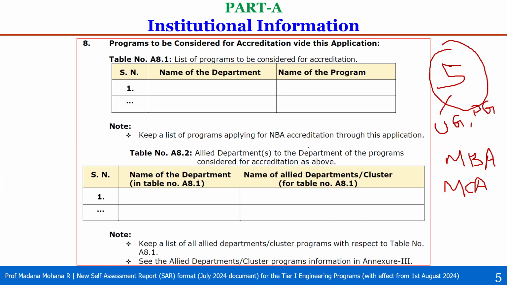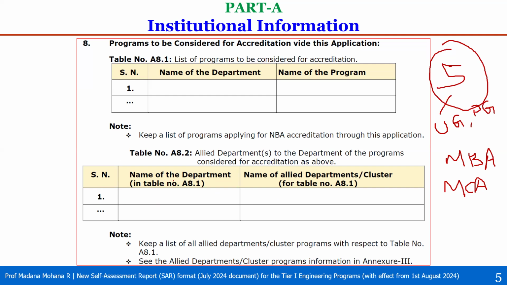In our previous video during pre-qualifier, there we mentioned the meaning of allied departments. So you are applying for NBA accreditation for a particular program in a particular department. Then what are the allied departments or cluster departments related to that department? Those departments also you have to mention in the table given below.